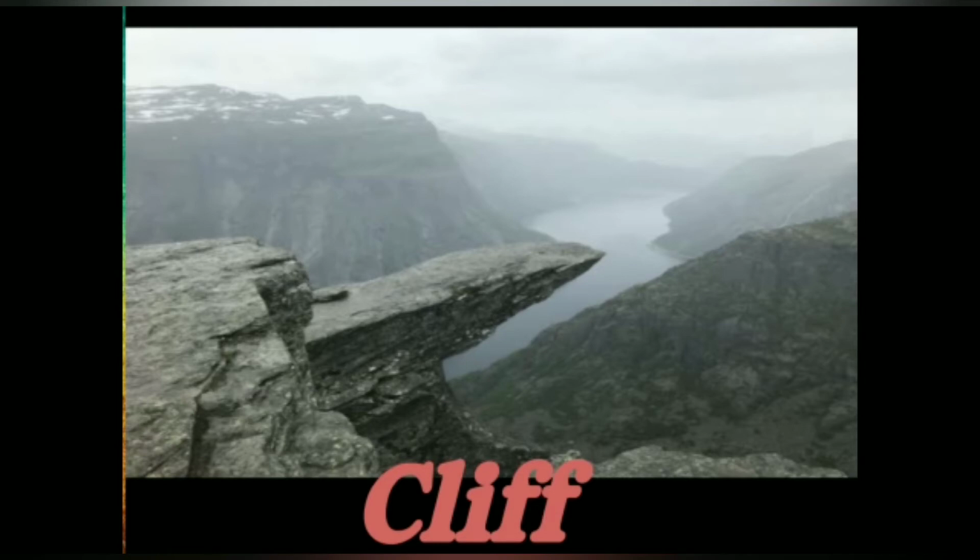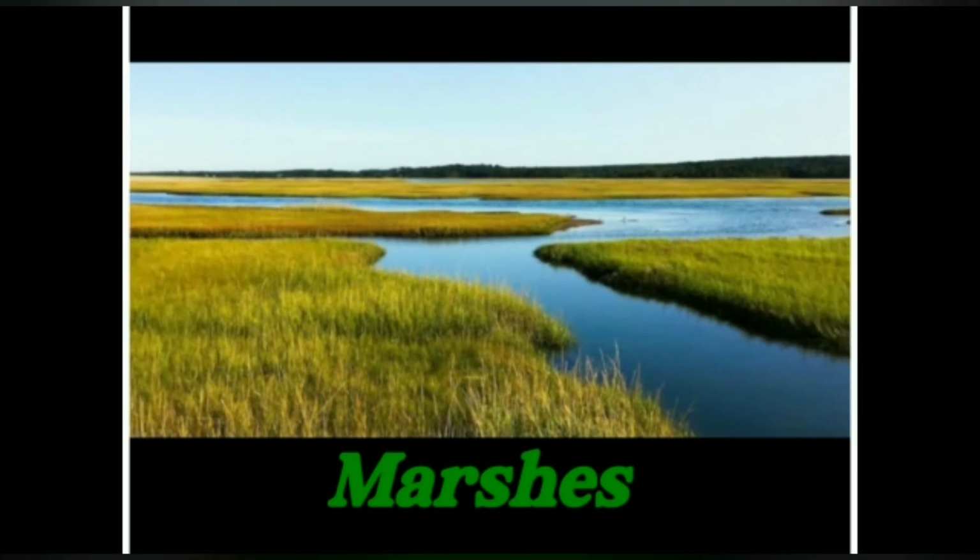rivers. Marshes. A marsh is a wetland that is dominated by herbaceous rather than woody plant species. Marshes can often be found at the edges of lakes and streams.